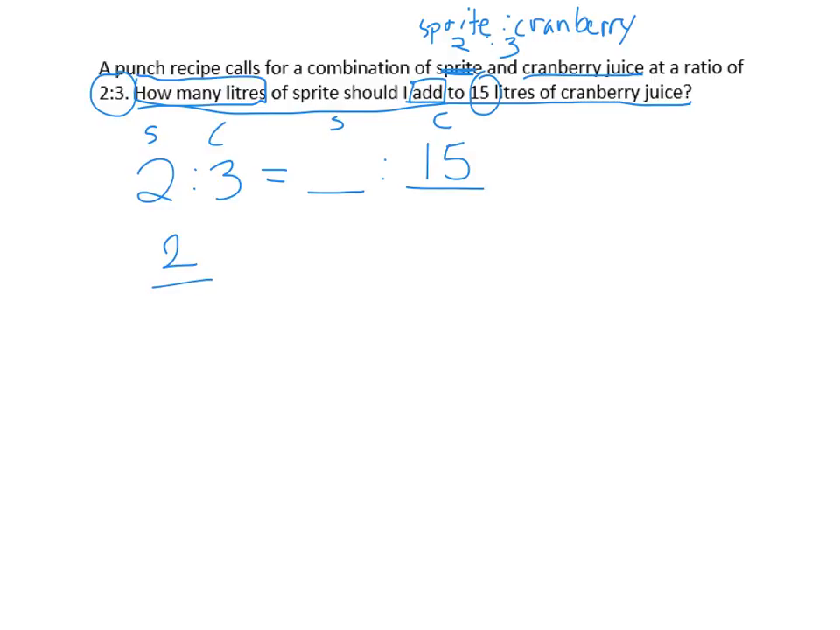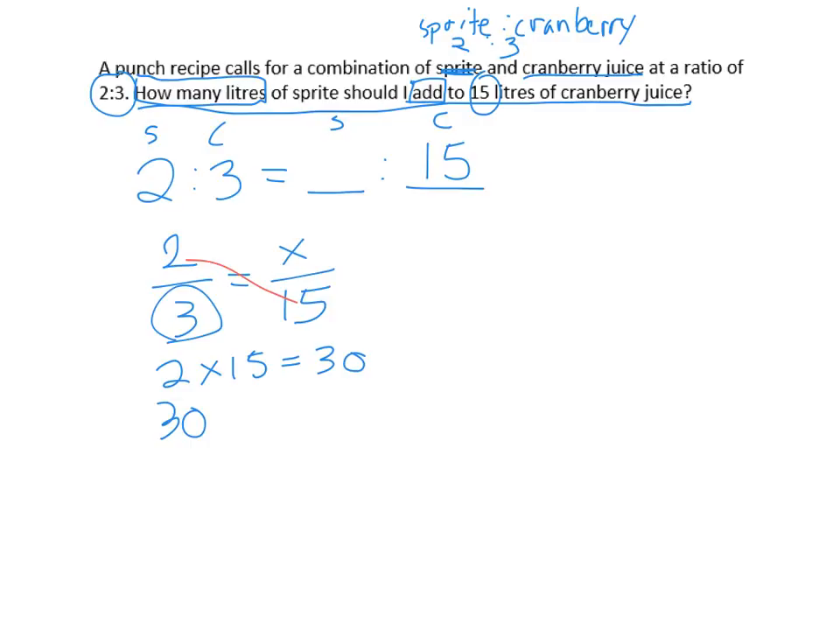So I would get 2 over 3 equals x over 15. And to do this, I would cross multiply here, 2 and 15, and I would get 2 times 15 equals 30. And now I'm going to divide 30 by the remaining number here, 3. So 30 divided by 3 equals 10. And so the answer is 10 liters of Sprite.